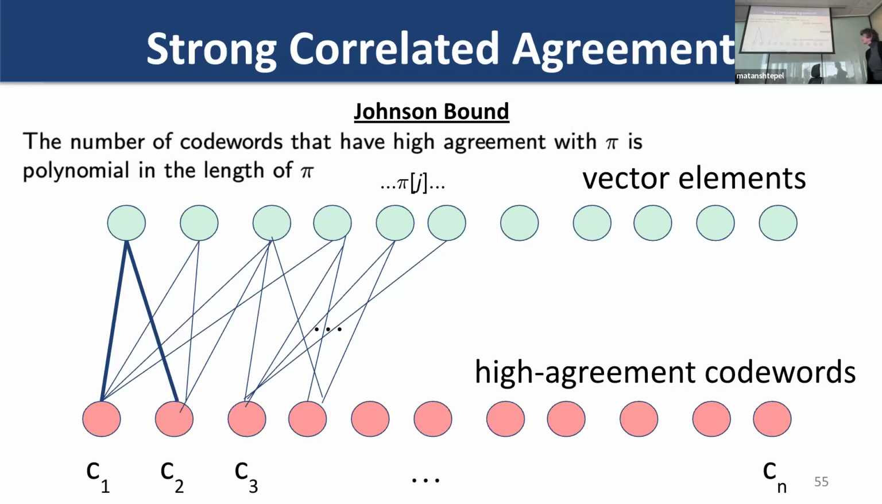I missed the thing about why the three-way intersection has to be small, like why there are few of these. Okay, C1 and C2 can only agree in at most 1 minus delta times n locations, because of the minimum distance of the code. Because the minimum distance says that any two code words disagree in at least delta times n locations, so they must agree in at most 1 minus delta times n.